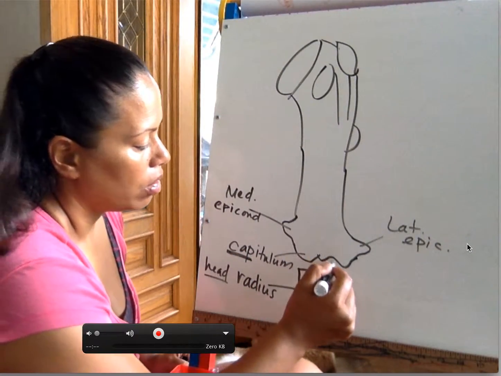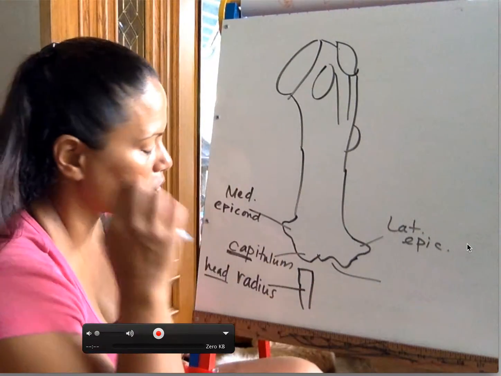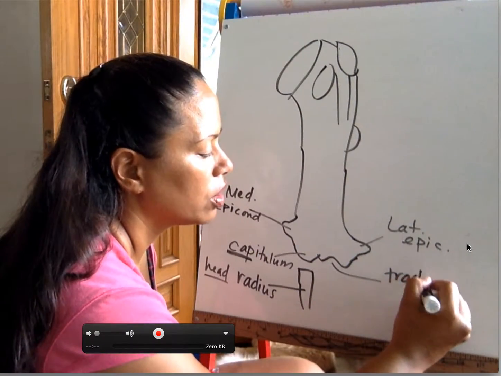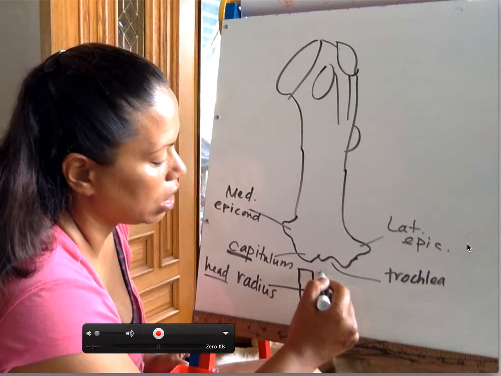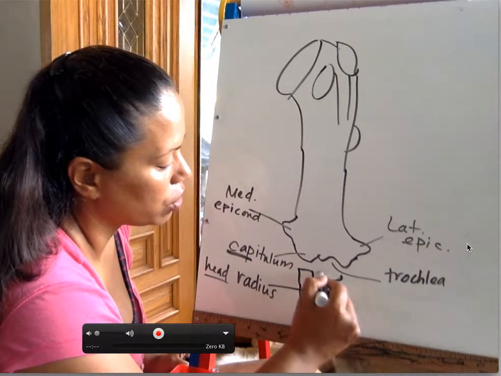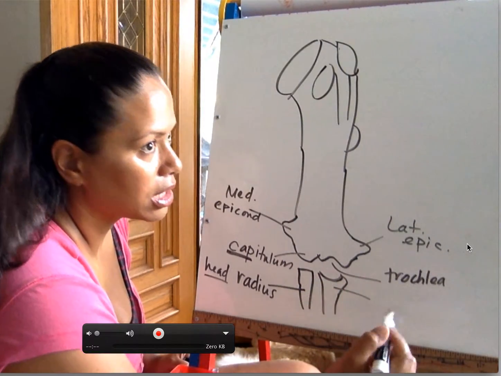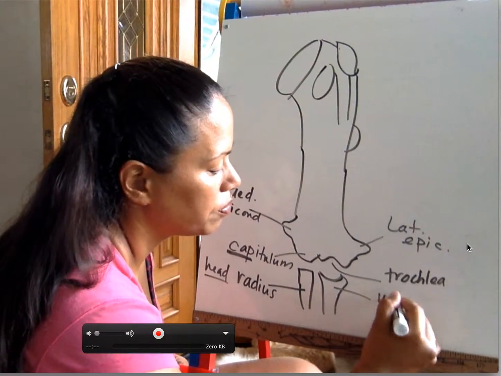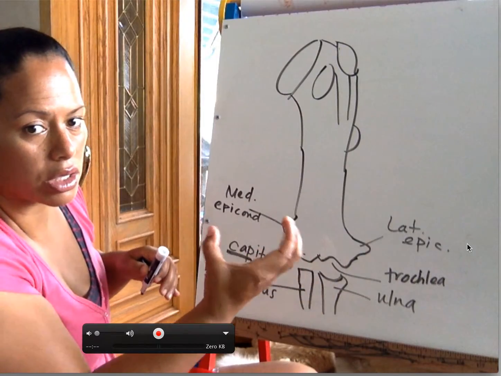What about this side? Well, I think I did something funny on the other video, so you guys can look at the other video, but it's just called the trochlea. Trochlea, and this is the ulna. So the ulna has a U shape to it. And how you remember that it's the ulna is because it has the U in it. So the ulna grabs on to the trochlea to kind of pivot.